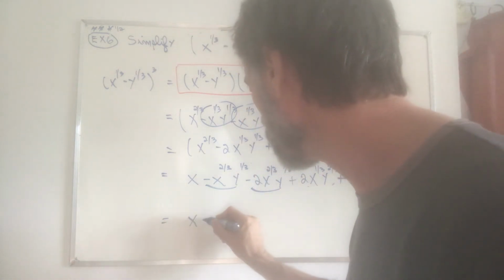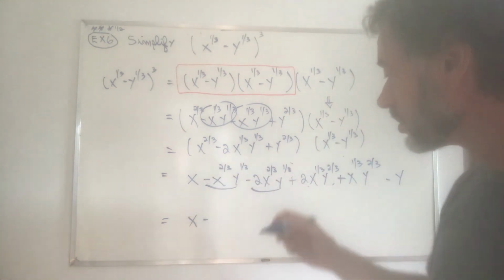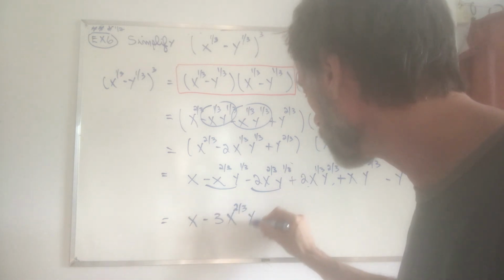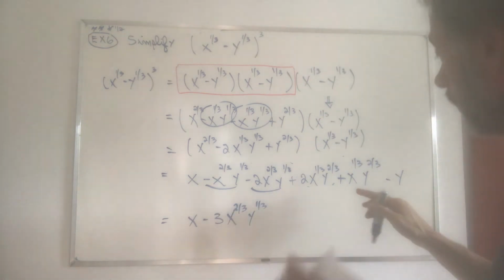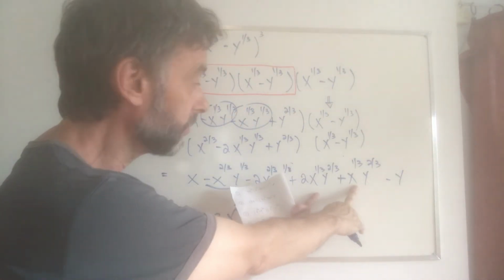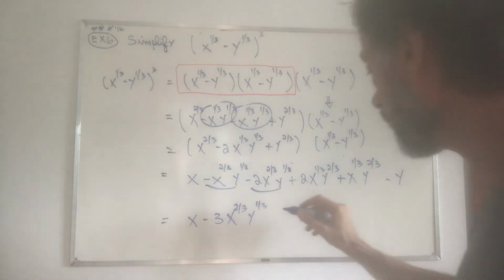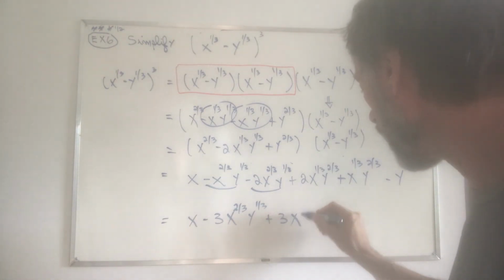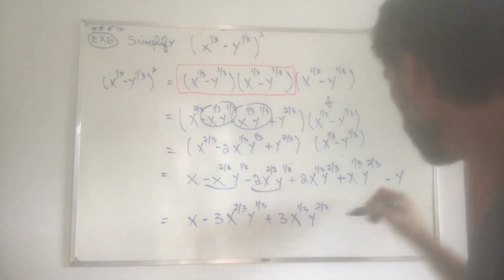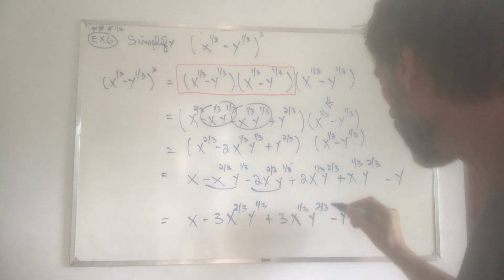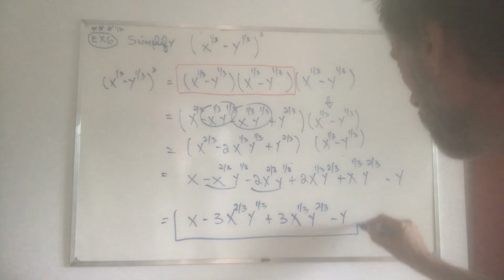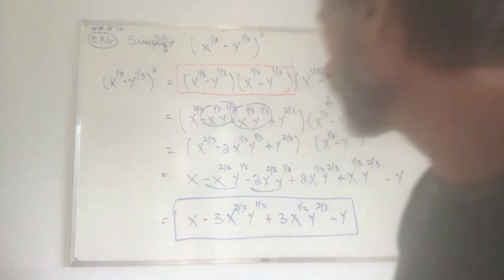Hence, I get x minus one of these minus two of these should be three of those, minus 3 x to the 2/3 y to the 1/3. And here we go. These two are also like terms because they are both x to the 1/3 y to the 2/3. So two of these plus one of these, that's 3 x to the 1/3 y to the 2/3. That's a y. And I got me minus y over there. And that will actually consist in my final answer.